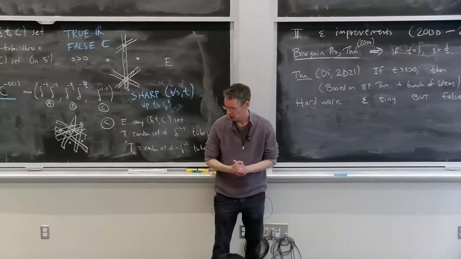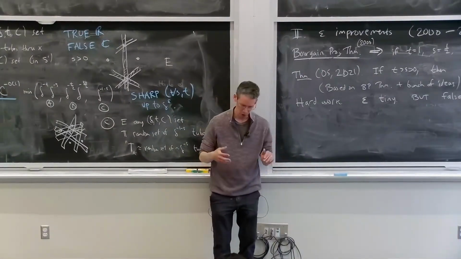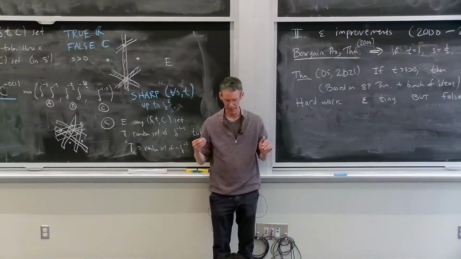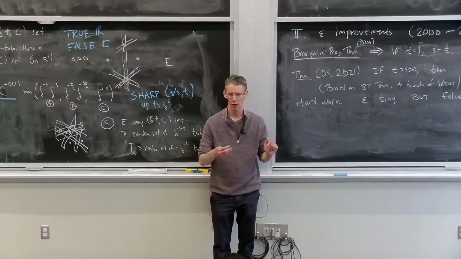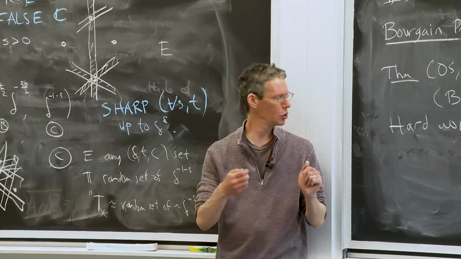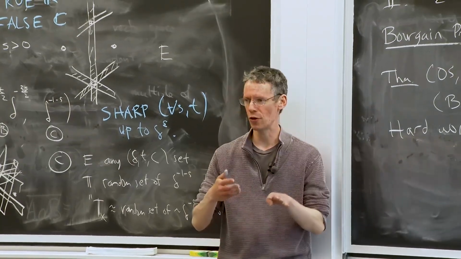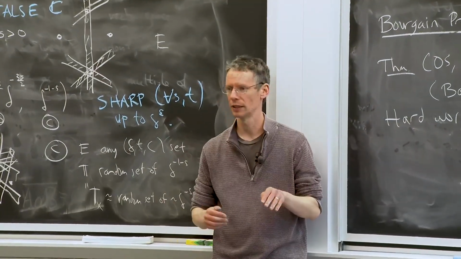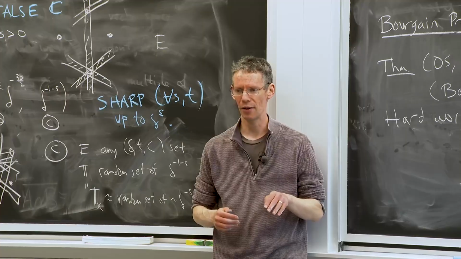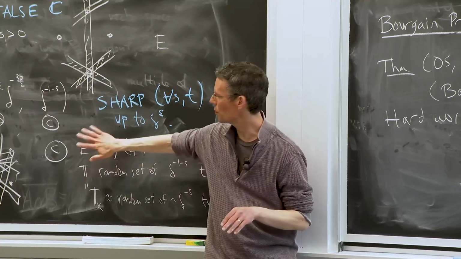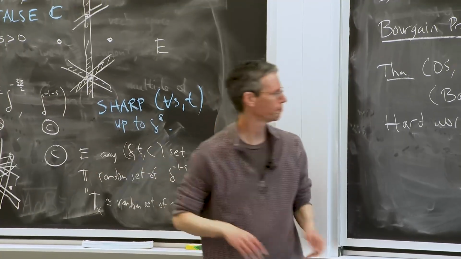OK, great. So today, my first goal is I want to describe the simplest example where you can use an epsilon improvement theorem to prove a sharp theorem. And then after that, if we have time, I will outline the proof of the big theorem.